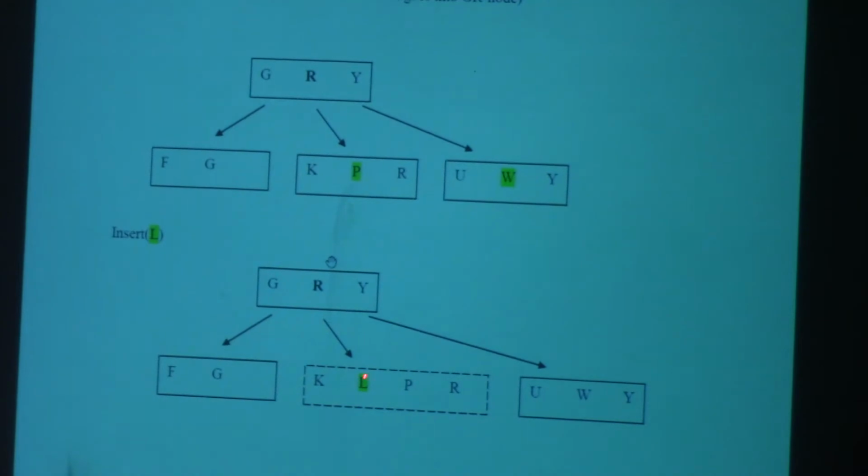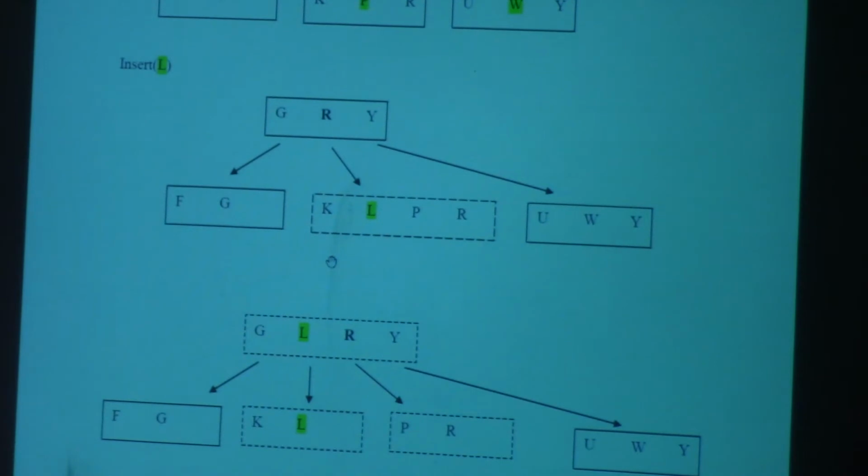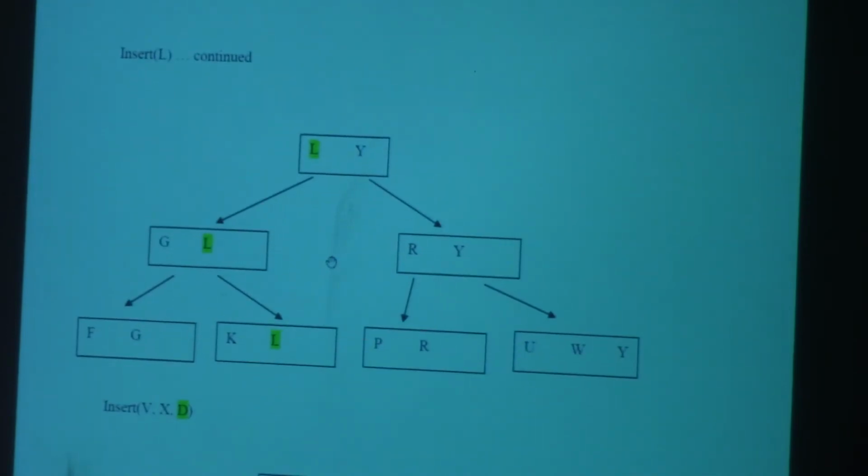And so what happens now is this node becomes overfull. So what happens? Splits. So I have FG, KL, PR, separate node, UWY. And what happens is that key of this new split goes up to here. But then this overfills the node above it. So that one also splits into GL and RY. And so GL and RY, so L and Y, become the keys of the new root. Notice that this is the new tree.